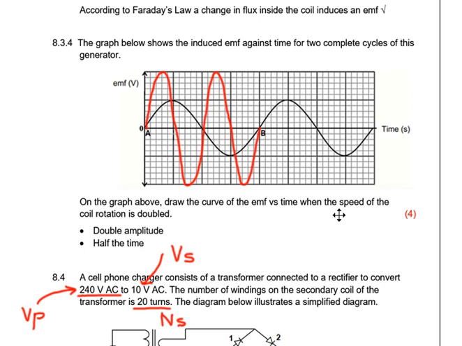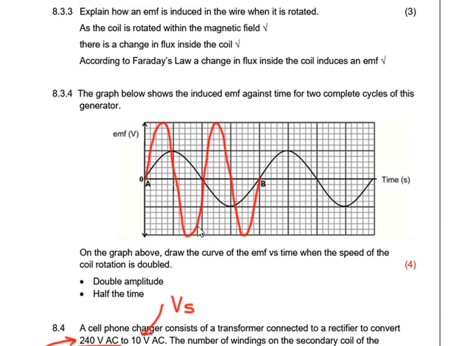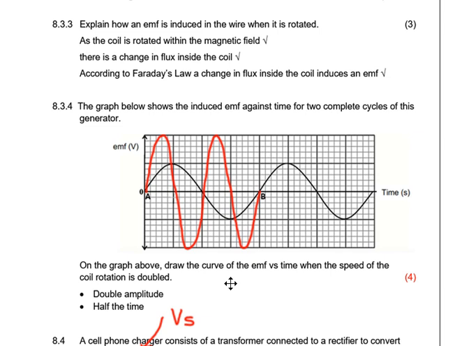Then the graph below shows the induced EMF against time for 2 complete cycles of this generator. On the graph above, draw the curve of EMF versus time when the speed of coil rotation is doubled. So we know from Faraday's law that the induced EMF is directly proportional to the number of turns. So we haven't changed the number of turns. We also know it's directly proportional to the rate of change of flux. So now, the speed of the coil is doubled. So if we're doubling the speed, we double the EMF.